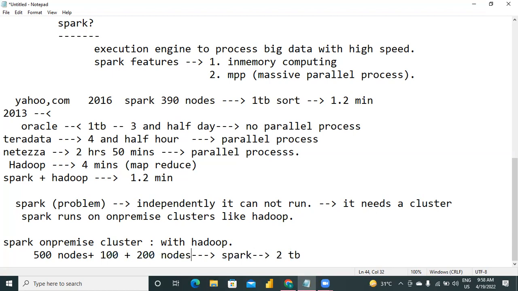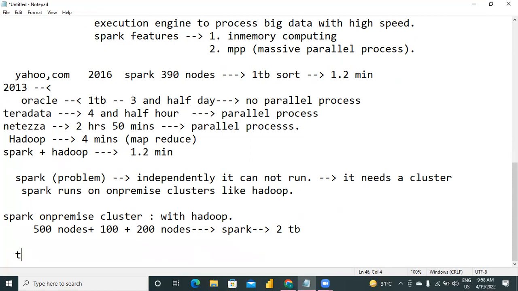Because in the olden days, on average, data volumes increased yearly by 5 terabytes, 10 terabytes. But nowadays, day to day, multiple terabytes of data volume are increasing. That's why scaling up the data center every day is very tough for organizations. Understood? That's why they need cloud. So the industry needs cloud clusters for Spark.